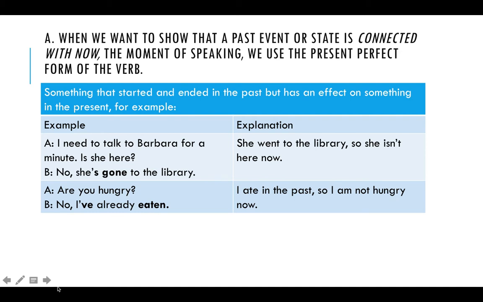Okay. Sometimes something started and ended in the past, but has an effect on something in the present. So I can say for something like, I need to talk to Barbara for a minute. Is she here? And the answer, no, she's gone to the library. Means she went to the library, so she isn't here now. Are you hungry? No, I've already eaten. That means I ate in the past, so I'm not hungry now. There's a cause and effect relationship between the past and the present.